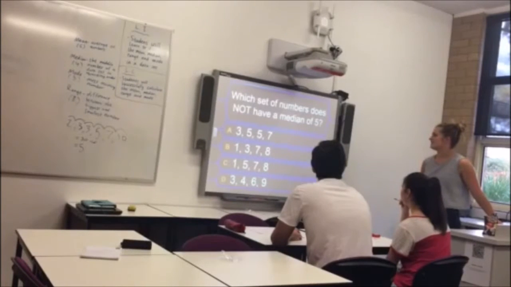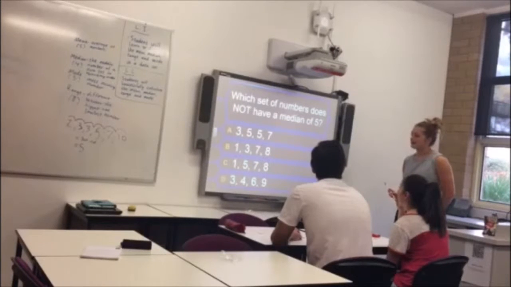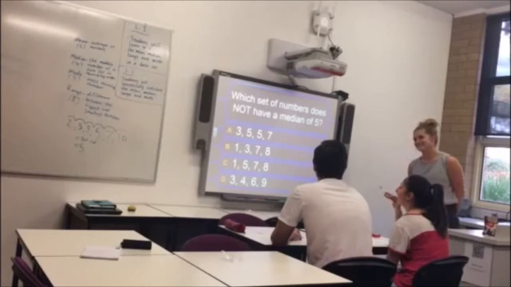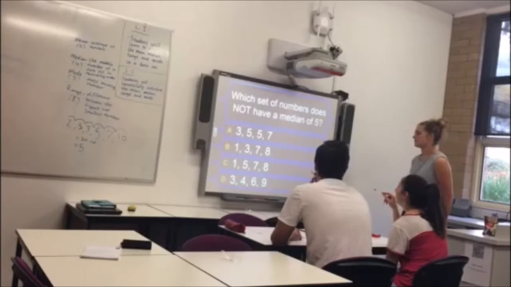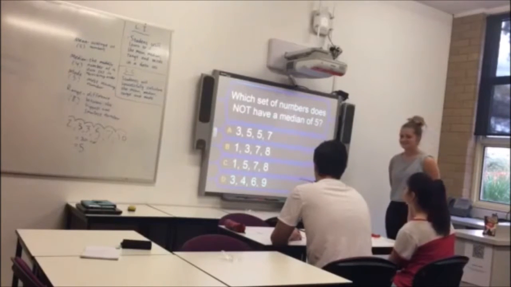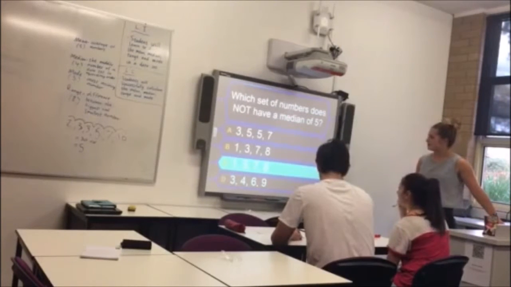Question 8. Which set of numbers does not have a median of 5? Is that what we just did? Yeah. A, B, C, or D? I think it's C. I got C. C? Good job.